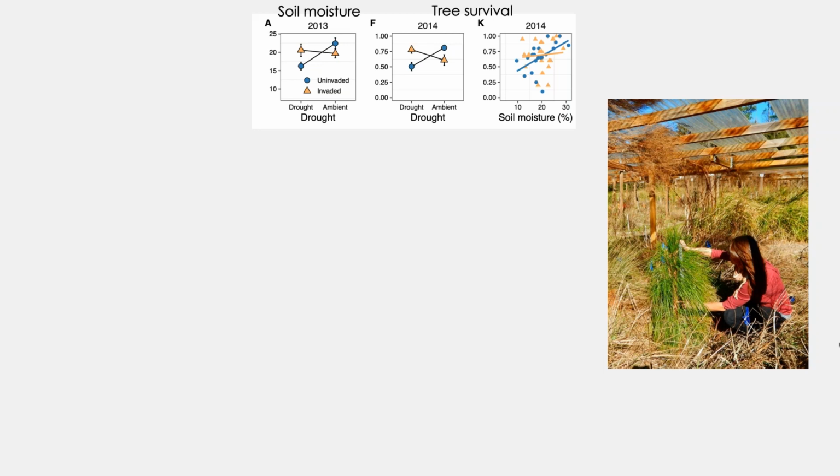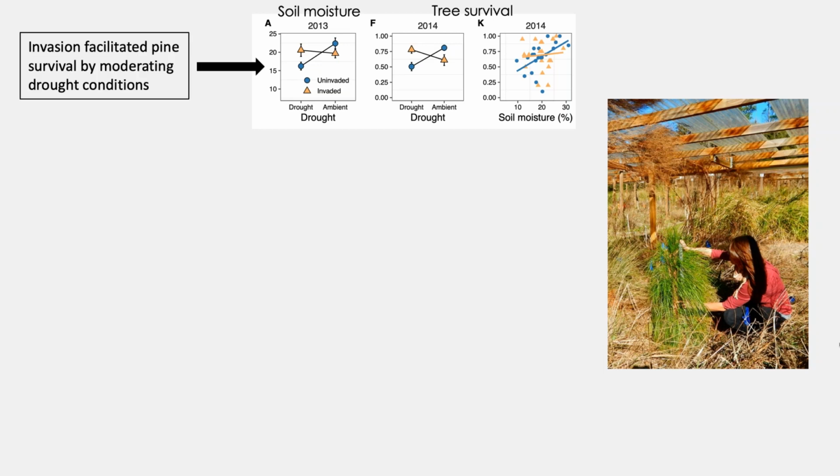And in the right panel, you see that the blue line shows you that with greater soil moisture, there's greater survival of tree seedlings, but this effect goes away when you add the invader because of the moderation of soil moisture conditions. And so the conclusion here from the first year and actually the second year is that the invasion facilitated pine seedling survival by moderating those drought conditions. And so early on, the first couple of years, it was very surprising to us to see this effect. And we thought, well, it looks like we're going to publish a paper that shows that this invader in particular can moderate a climate change factor and contribute to survival of this foundation tree species.